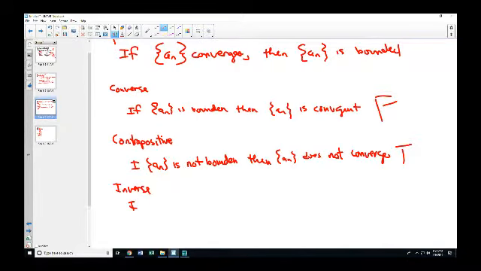If a sub n is not convergent, but it could be, then a sub n is not bounded. Does that have to be true? No.